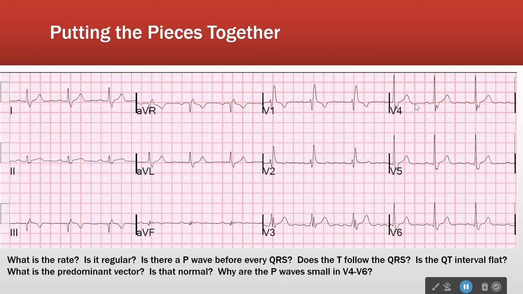We want to see that the QT interval is flat, okay? This is key to myocardial infarction detection. When the QT segment, or the ST segment, same kind of idea, if it's angled up or angled down, we worry about myocardial infarction, okay? So we look at the QT interval. What's the predominant vector? All right, we did that first because we were just talking about that. Lead 1 is positive, lead 2 is positive, so we have an approximately normal vector, good enough for us right now, all right? And is that vector normal? And then I just ask a question, why are the P waves so small in V4 and through V6?